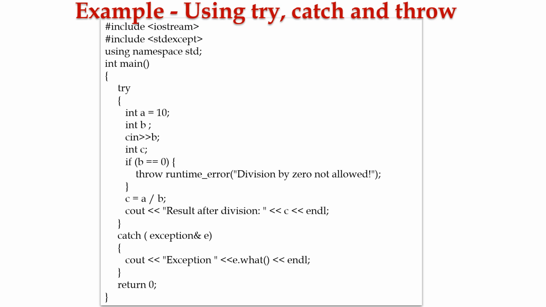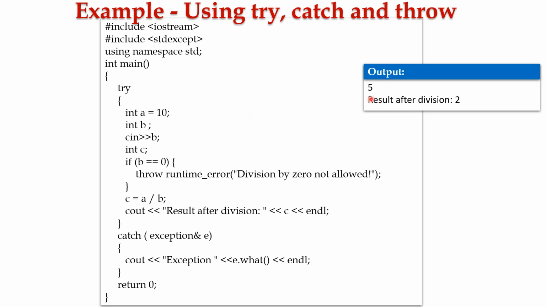Now let's see the execution of the code. We all know that the execution starts from the main function. Inside the main function, we have the try block and we have initialized the variable a as 10 of integer data type. Next, we have declared the variable b and using the cin statement, we have obtained the value of the variable b from the user. Let's consider this case, that is, the user has given the value of the variable b as 5. Next, we have declared the variable c.